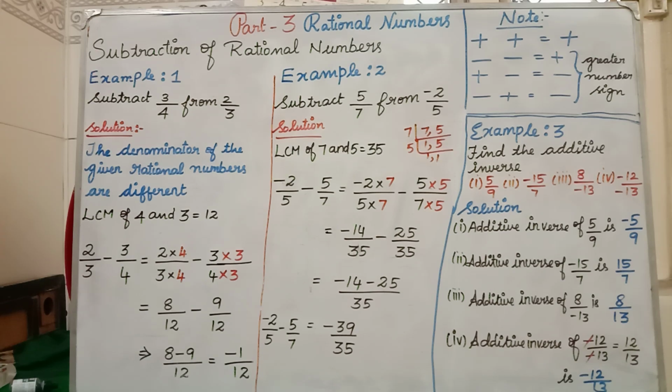Minus 12 by 13. Additive inverse is very simple. If the number is positive, we have to write it as negative. If the number is negative, you have to write it as positive. Clear all of you? I hope you all understood the subtraction of rational numbers. Finally, at the end of the video, I will give you the assignment based on the subtraction of rational numbers. Next, we will see the multiplication of rational numbers.